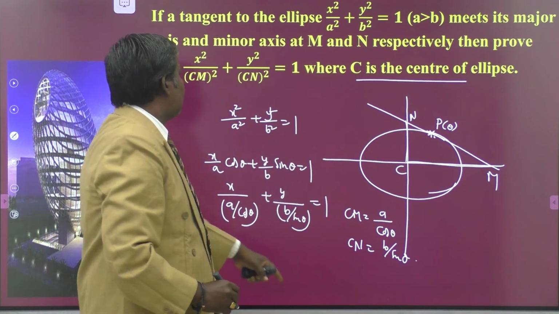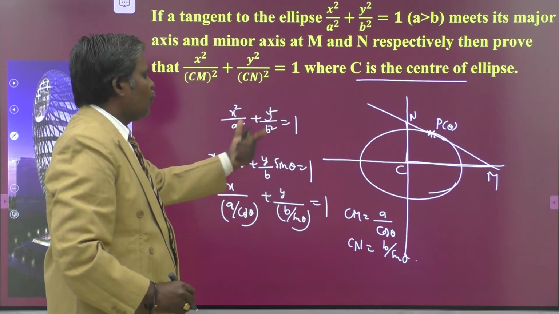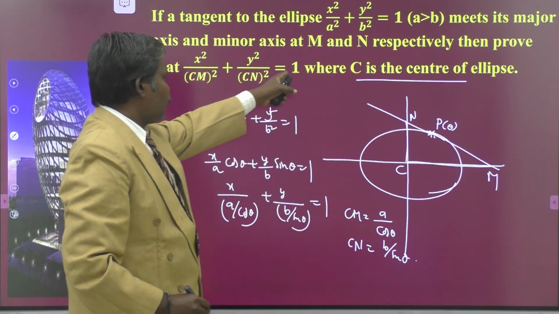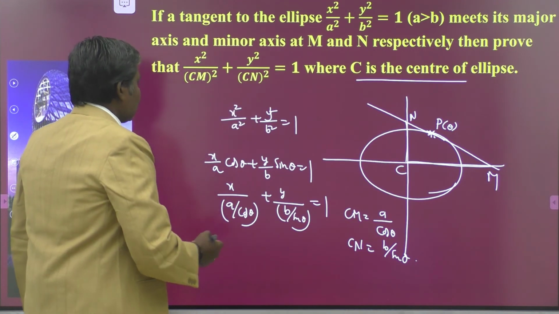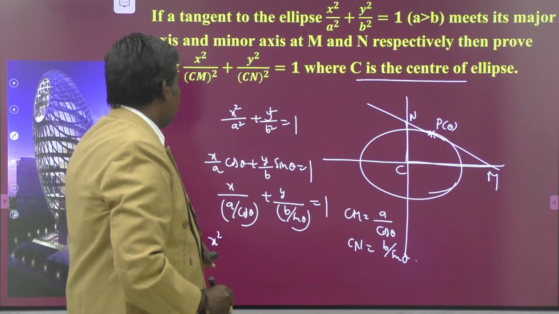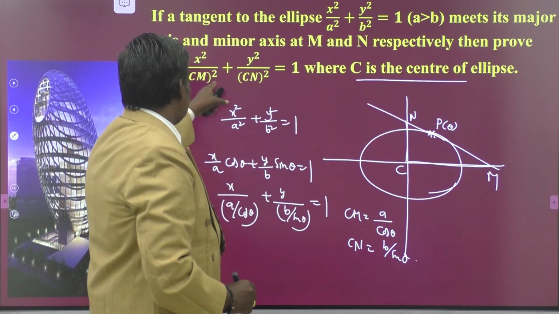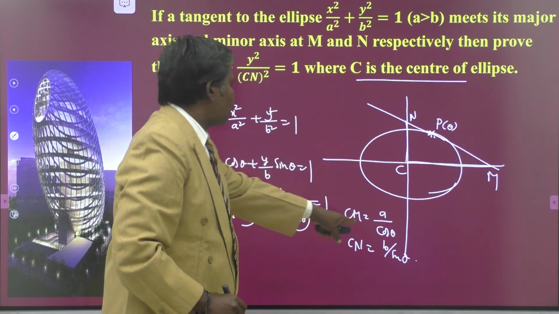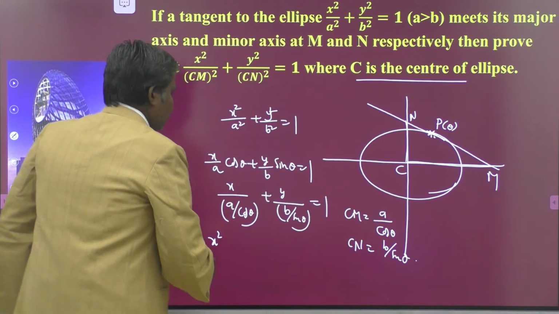By using CM and CN, just substitute here, we have to show that that one is 1. x² by a². A² means what? x² by CM². CM² means a² by cos² θ.